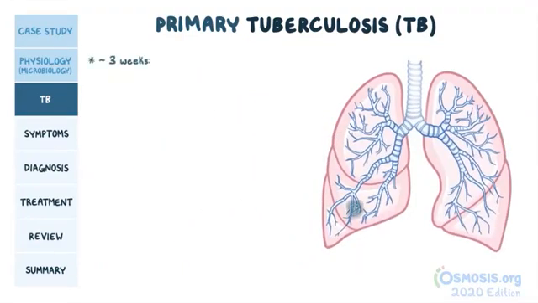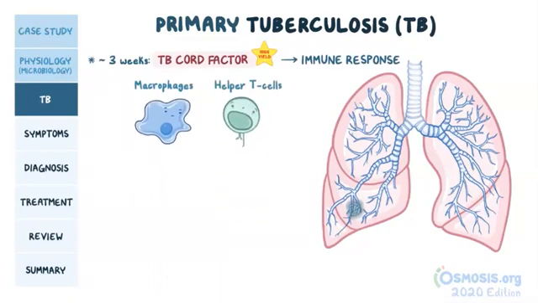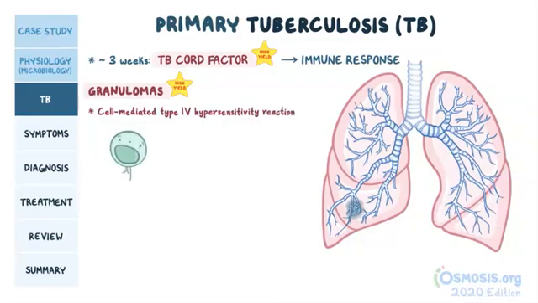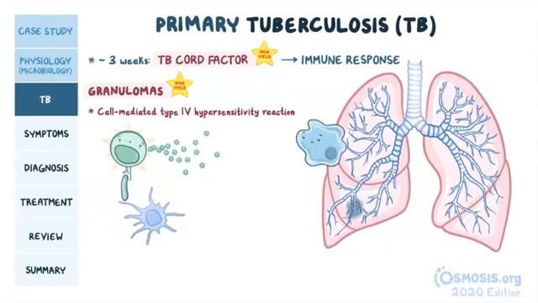Now, around 3 weeks after initial infection, a surface glycolipid, called TB cord factor, triggers an immune response where numerous cytokines are released, attracting more macrophages and helpful T cells to the area. They try to quarantine the TB bacteria by forming granulomas. Remember that this granuloma formation is a cell-mediated type 4 hypersensitivity reaction, where helper T cells presented with TB antigen activate and release cytokines that attract more macrophages to the area.